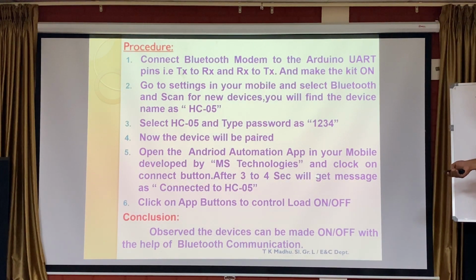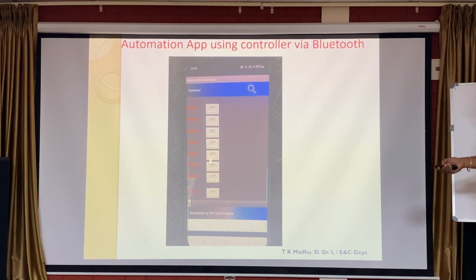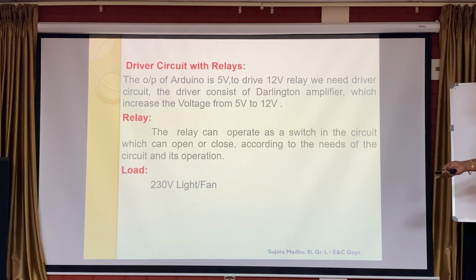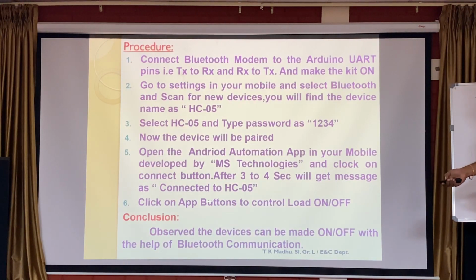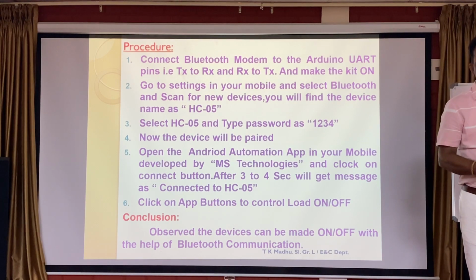After 3 to 4 seconds, you will get the message connected to HC05. So connected is over. Then click on app buttons, which are used to control the load on and off. These are the app buttons. Clear? So by operating those, you can make any real device on and off. You can operate a fan, light, whatever loads you want, 230 volts, on and off.